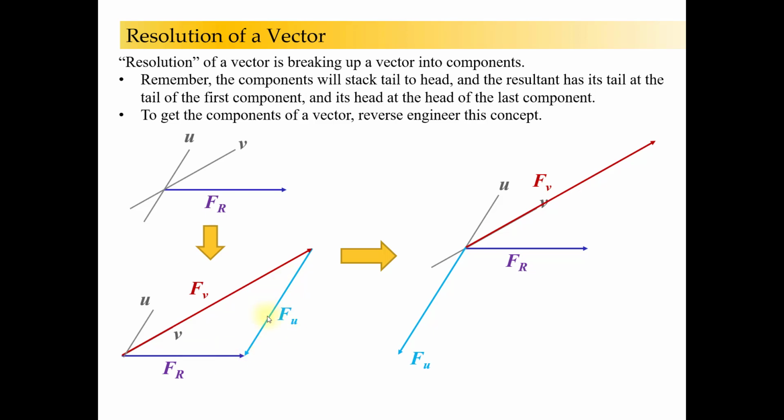This F sub u vector is really not all the way over here. It's actually acting over there. This was just a graphical solution. So this is what the two components would look like. F sub v would be pointing up like this, and F sub u would have to be pointing down like that.